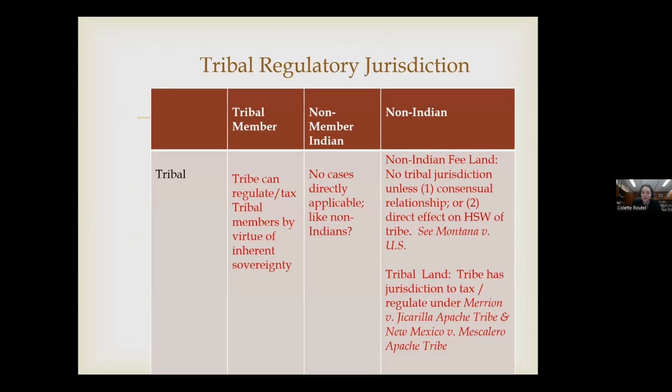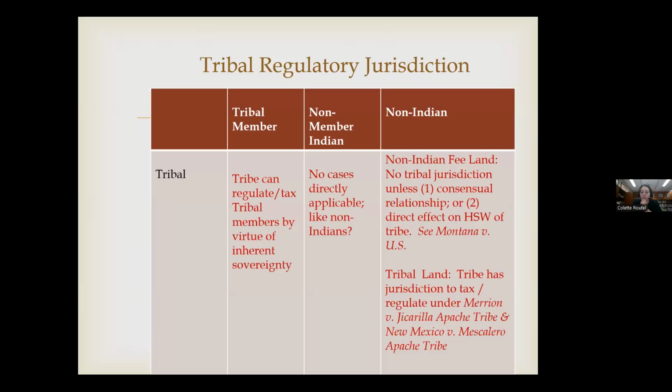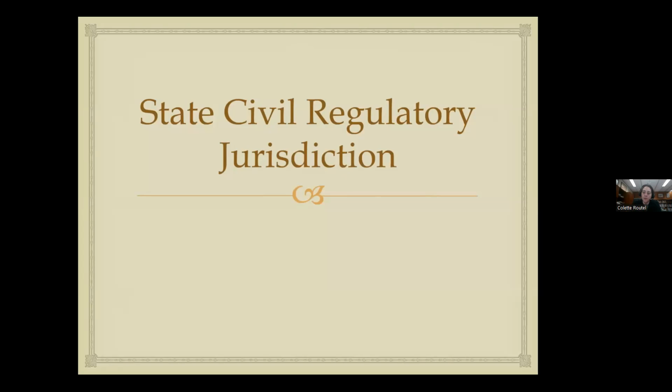So I have some summary charts in here, and I'll make the PowerPoint available if you're interested, that just summarize what we walked through. The basic takeaway from tribal jurisdiction is we look at the identity of the defendant. If the defendant is a tribal member, the tribe definitely has jurisdiction. If the defendant is a non-Indian, then the tribe usually does not have jurisdiction unless the activity takes place on trust land or on tribally owned land, or one of the two exceptions that we talked about applies, the consensual relationship exception or the public health, safety, welfare exception.